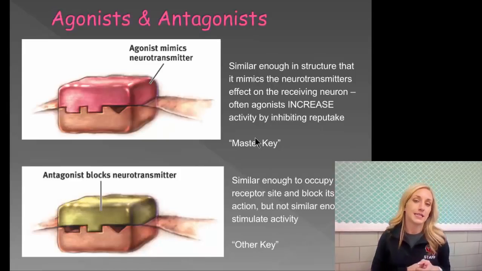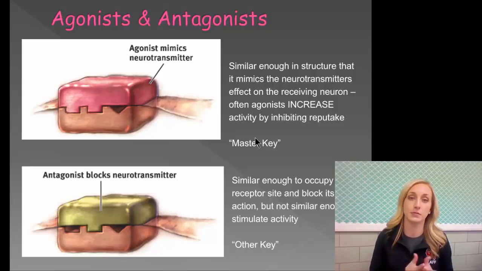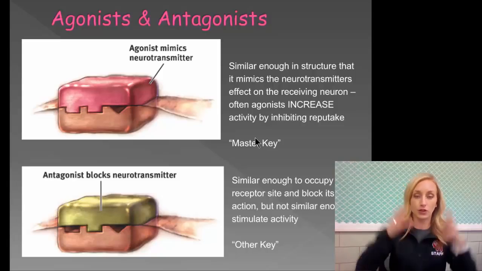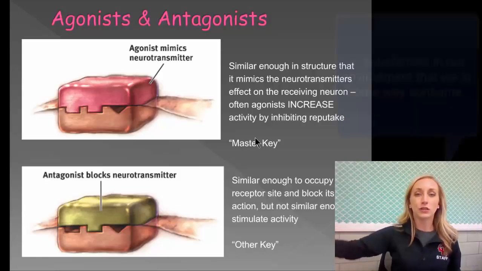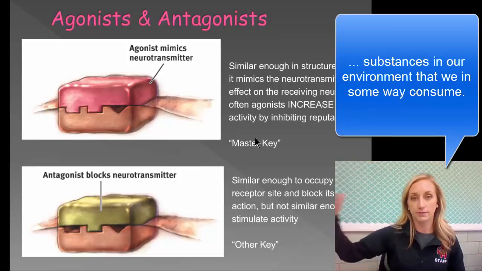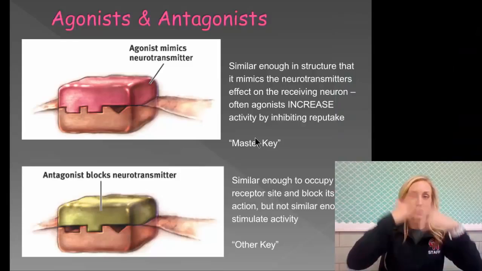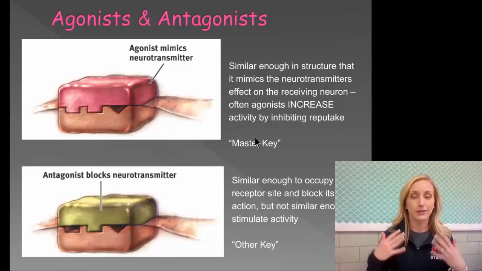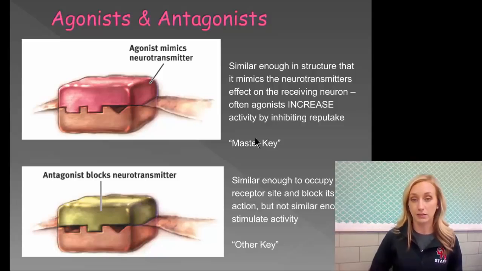Let's talk about agonists and antagonists. Before we talk about their difference, we need to talk about how they are similar, and you should write this in your notes and make sure it is engraved in your brain. Agonists and antagonists are externally existing substances in our environment. Neurotransmitters naturally exist in the neural communication of our bodies. They are naturally there. Agonists and antagonists come from the environment, okay?